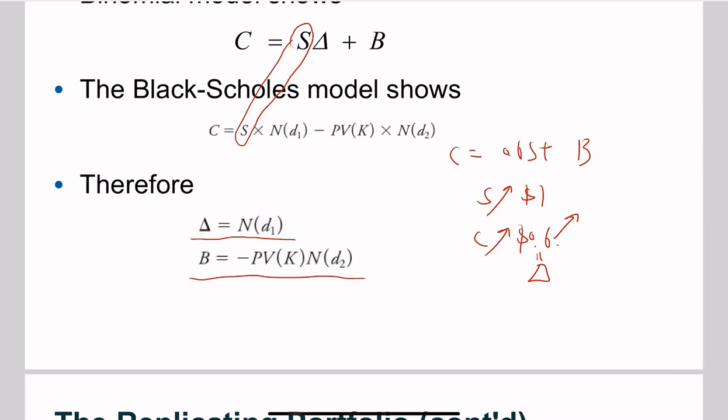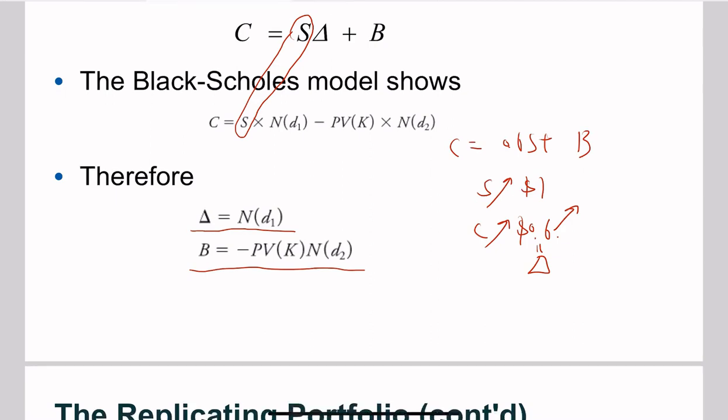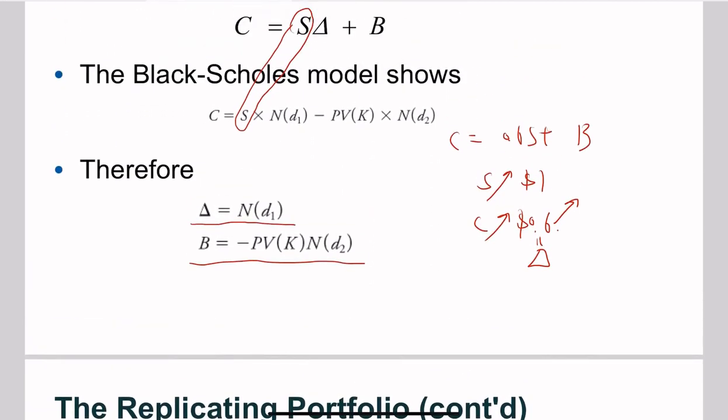So to summarize, there are two ways to understand delta. First, it tells you the change: if the share price increases by $1, how many dollars the call option price will change. And second, you can also consider delta as the number of shares you have to hold in your replicating portfolio. And then you can also observe an interesting property from the Black-Scholes model. What you can see here is delta equals N(d1). This is interesting, and you can see that N(d1) is essentially a probability.